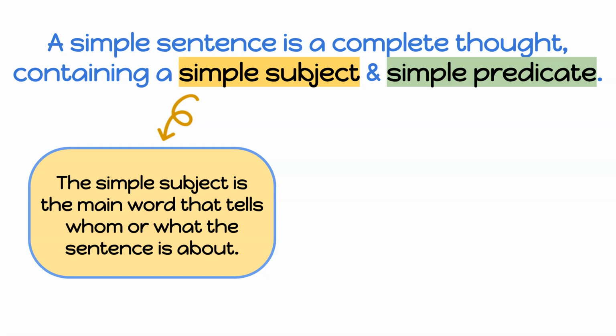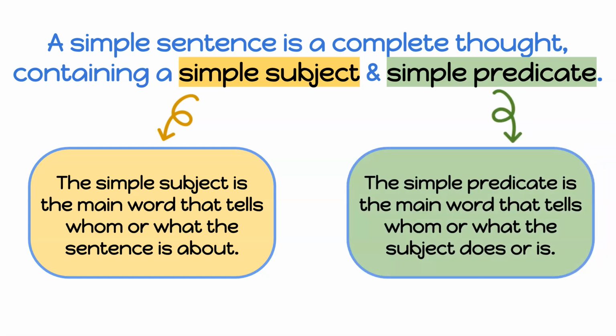Let's take a look at simple predicate. The simple predicate is the main word that tells whom or what the subject does or is. Okay, so what the subject does or is. Sounds like we could look for a verb on that as well. And it also says main word. So it looks like simple predicate is only one word we should be looking for.